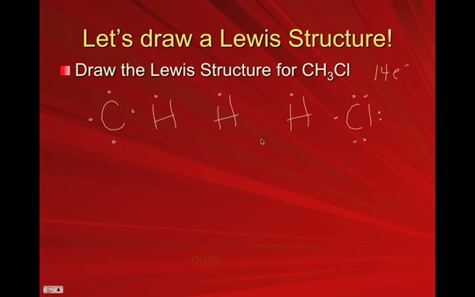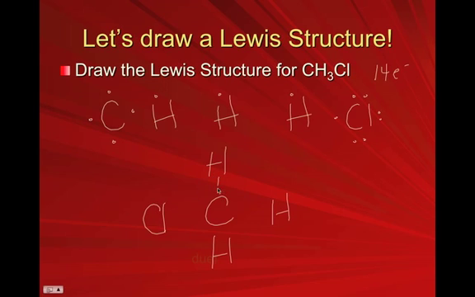Now we draw our elements with the first atom in the center, and if we have a carbon, it's always in the center, so there's a carbon. And then the other elements radiate off of it. It doesn't matter that one of them's different, just radiate off. Oh, that's supposed to be a Cl. That's a Cl, I promise.